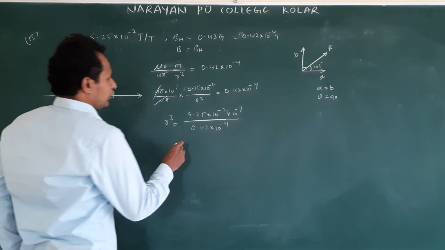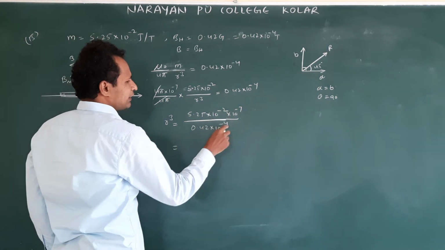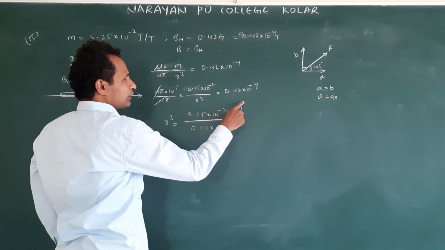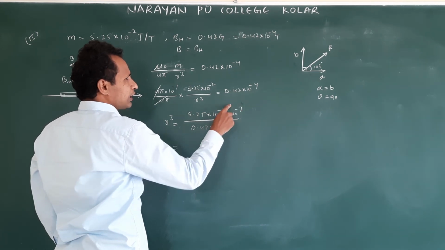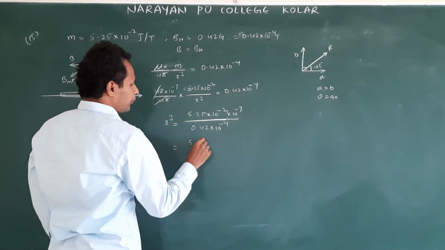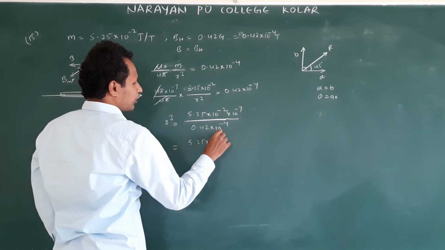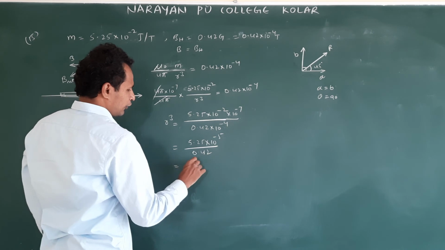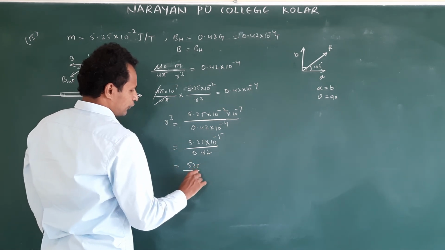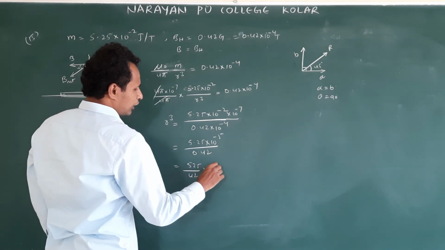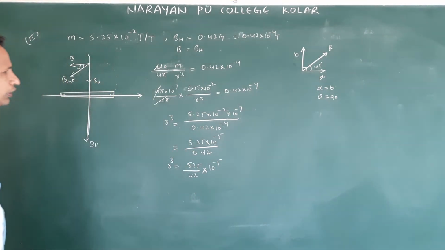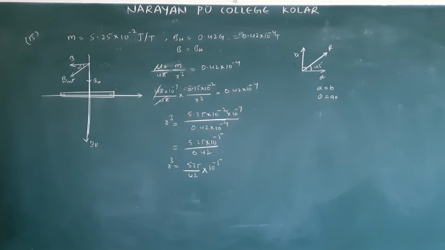Now first clear the powers. This is minus 9, this is minus 4, goes up. Minus 9 minus 4, we will have minus 1. 5.25 into 10 power minus 5 by 0.42. This we can write as r cube equals 525 by 42 into 10 power minus 5. Clear? Understand?